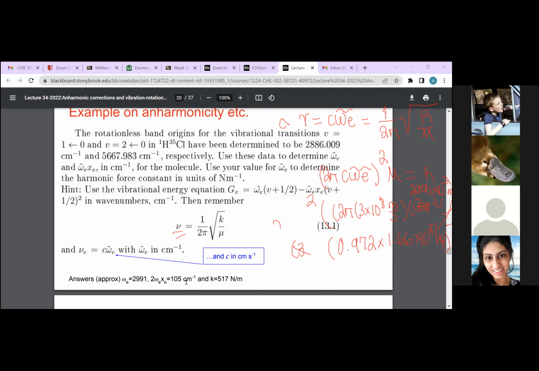3 times 10 to the 8. And it's times WE, which is times 2.991 times 10 to the -2. And hopefully I get this question right, squared. And I got this question wrong. Okay. What am I missing here?